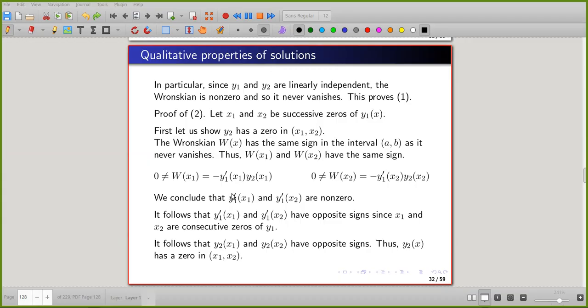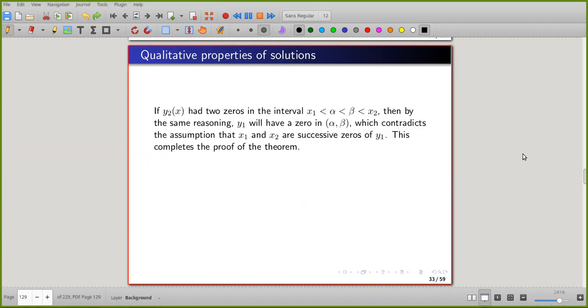Okay, so there are no questions, so let's go ahead. We have proved that between two successive zeros of y1(x), there is at least one zero of y2(x). Now we have to prove that it has exactly one.